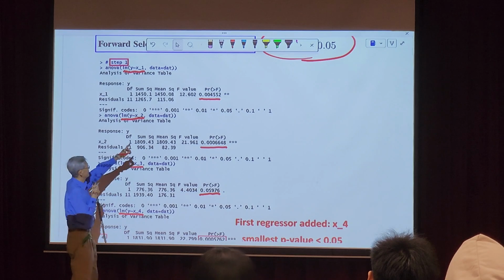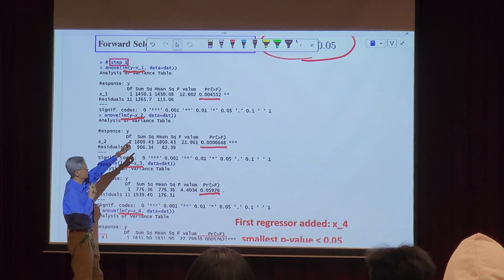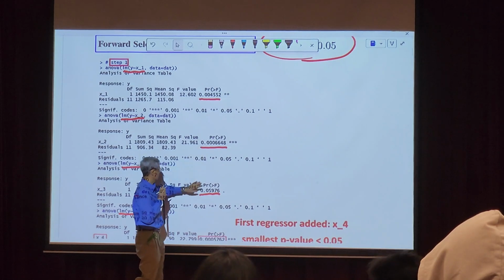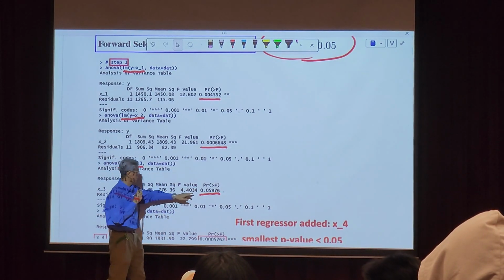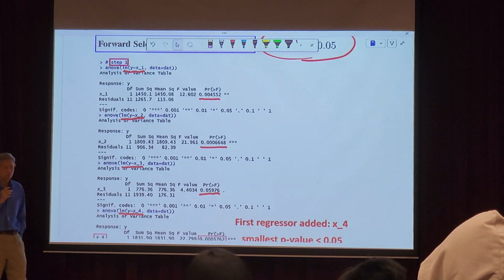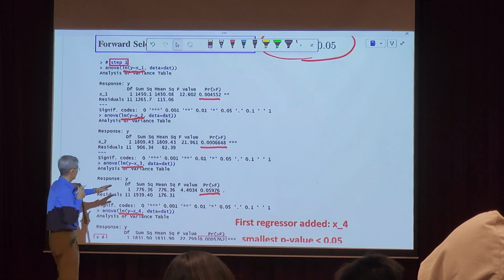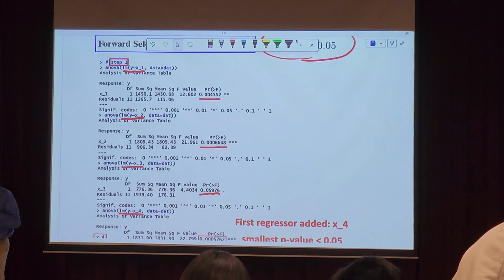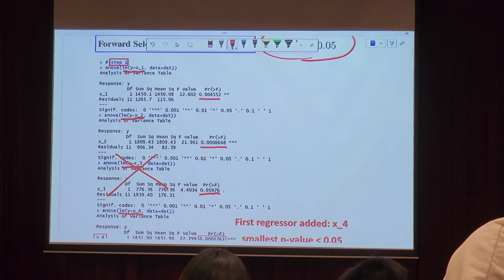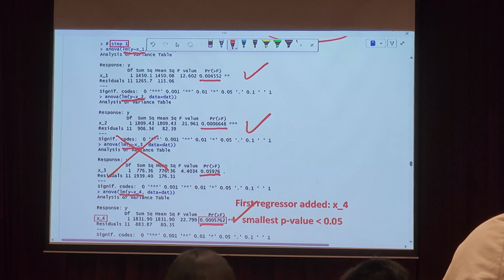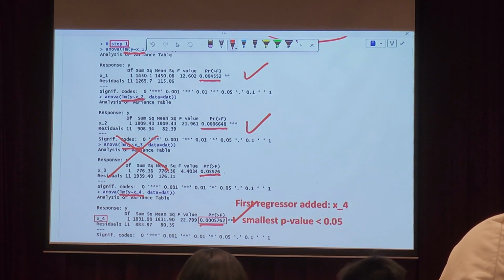Can we consider the first one? Yes, because it's smaller than 0.05. This one also. How about this? This is the third regressor. This is 0.059, greater than 0.05. So obviously this is not going to be a candidate that we want. So this model is out. So we can consider this, or this. So there are three possible candidates for consideration.